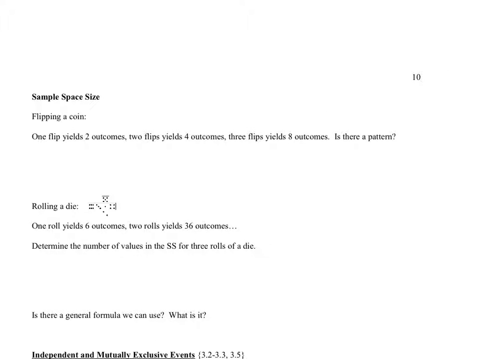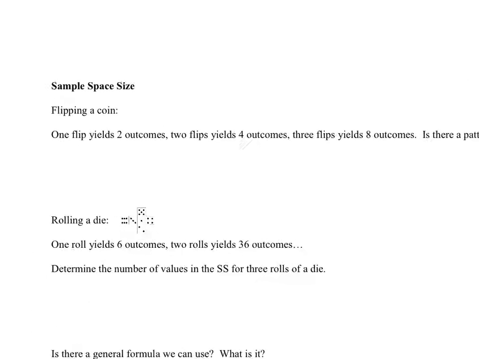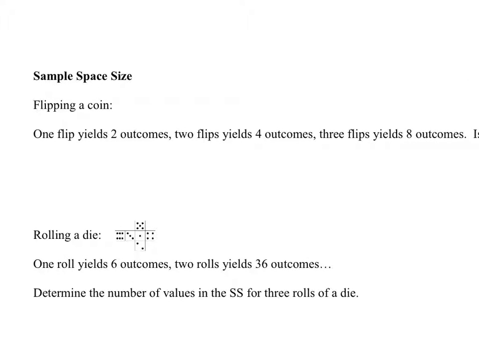Sometimes you want to find the actual size of a sample space without actually listing out the entire sample space, because the total number of possible outcomes gives us the denominator of pretty much any probability question related to that situation. So we're just going to build it up from here. They tell us that flipping a coin, one flip leads to 2 outcomes.